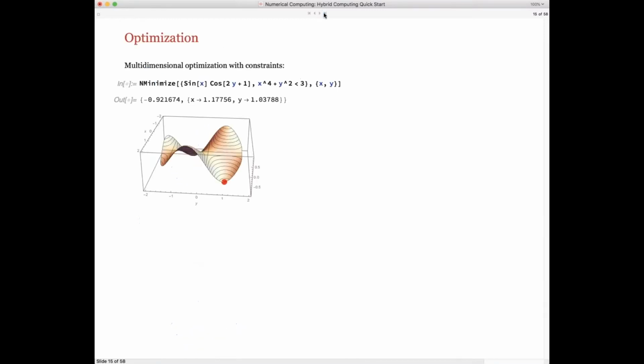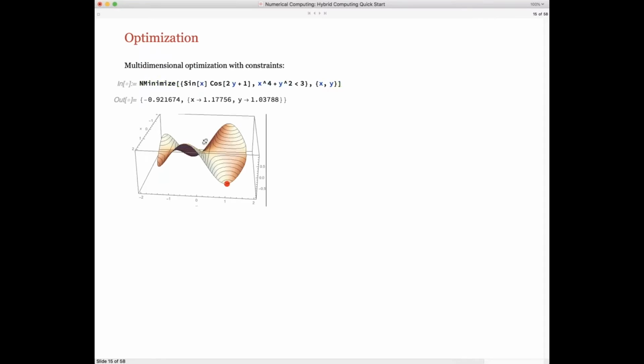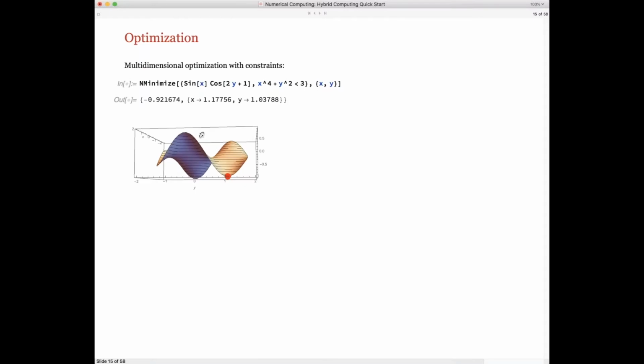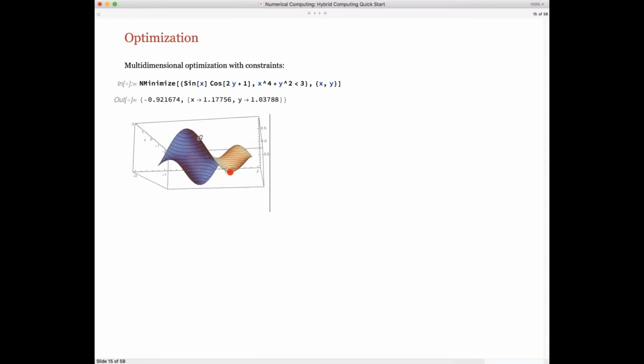Both FindMinimum and NMinimize can also perform constraint optimization. In this example, we constrained x and y to points that satisfy this predicate, and we find the global minimum at the boundary of the region, which we can also see in the plot. All the 3D plots in Wolfram Language, you can rotate them, zoom in, zoom out, and play with them.